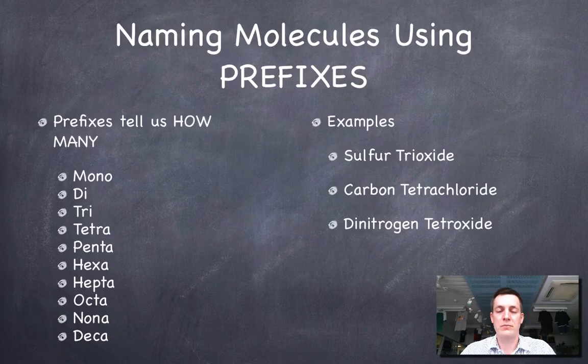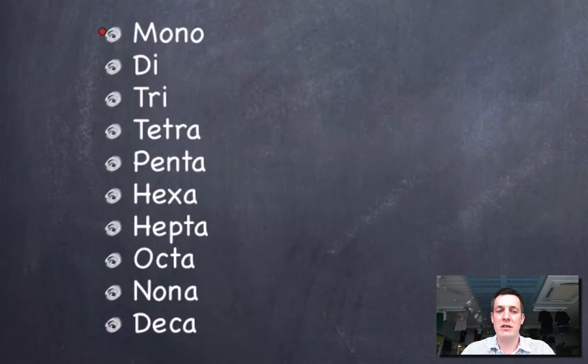Now, once we've decided if something's covalent or not, we can decide what its name is going to be, because when we name covalent substances, we always use this system of naming things using prefixes. And the prefixes tell us how many of a particular atom there are in the compound. These are the prefixes here, ranging from 1 up to 10.